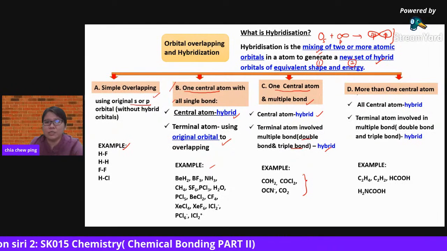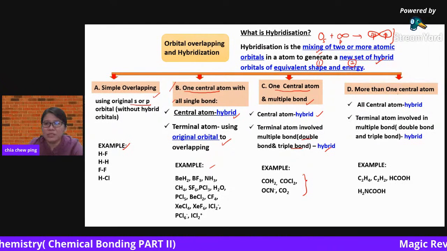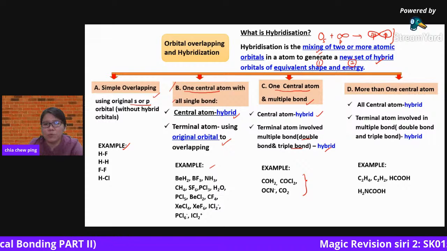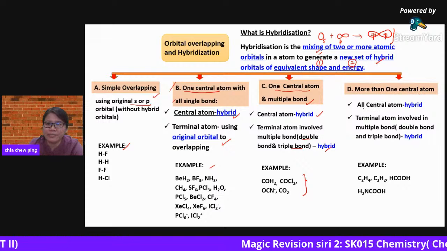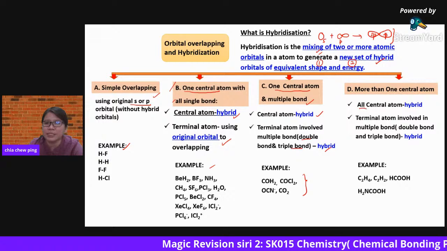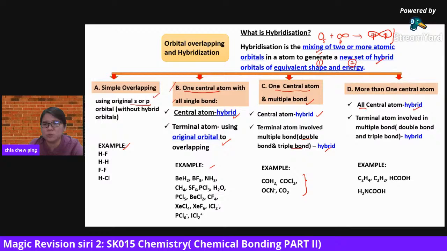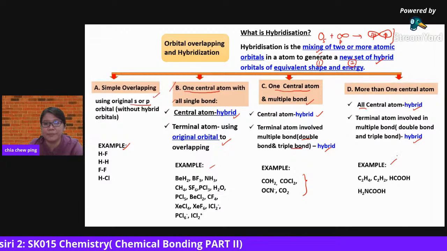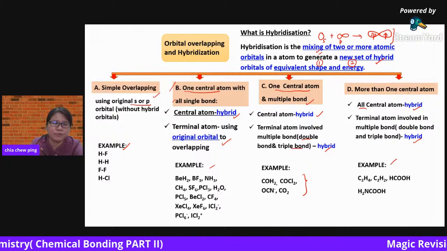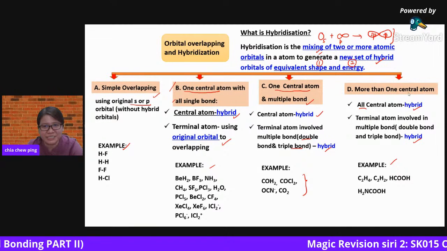Now we go to part D. It's more than one central atom. For more than one central atom, all the central atoms are hybridized. Terminal atoms involved in multiple bonds, double bond and triple bond, are hybridized also. This is the example. Tonight I will go through from case A until case D.